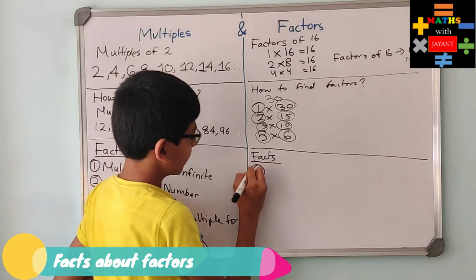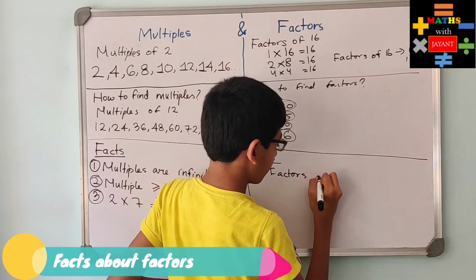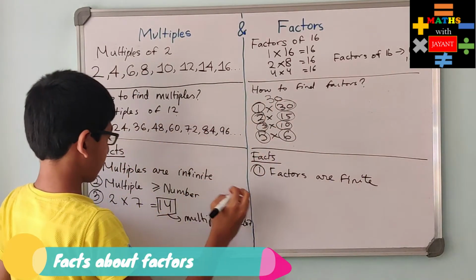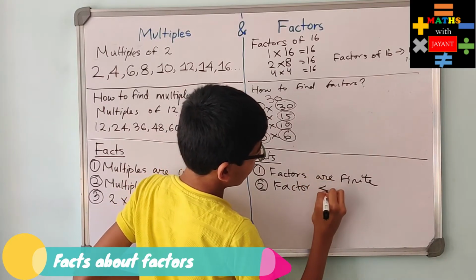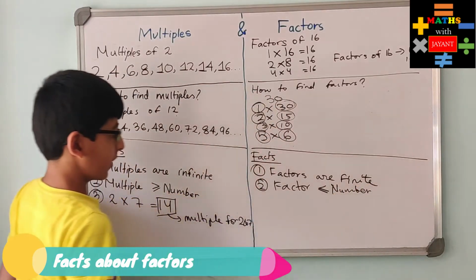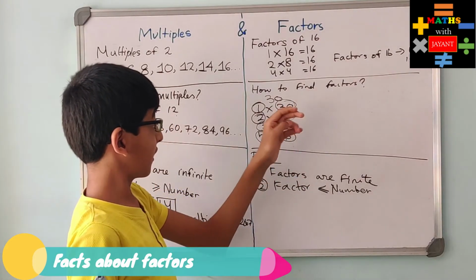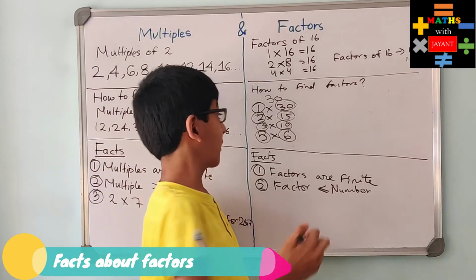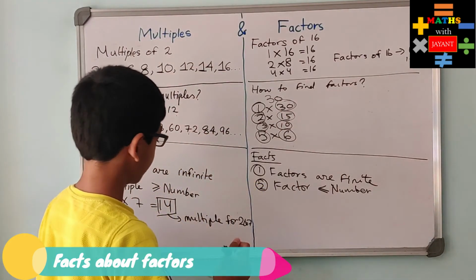Now let us know a few facts about factors. You need to know that factors are limited. We can count them. Factors are limited or finite. The second thing is that a factor is always going to be lesser than or equal to the number. For 30, the factors are 1, 2, 3, 5, 6, 10, 15 and 30. All the numbers are either lesser than or same as 30. But there is no number greater than 30 that is a factor of 30.